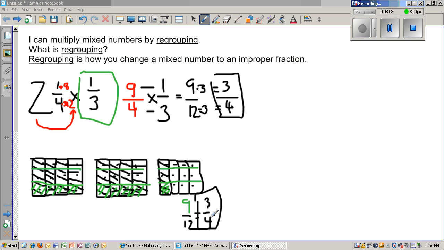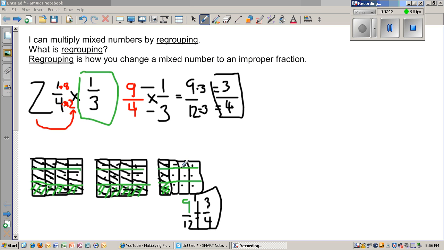But the question is, you might be saying, you know, Mr. Lapko, I just don't understand how we got this 9/12, and this 9/12 equals 3/4 from these drawings right here. Well, let's look at that. Okay, why does 9/12 equal 3/4?